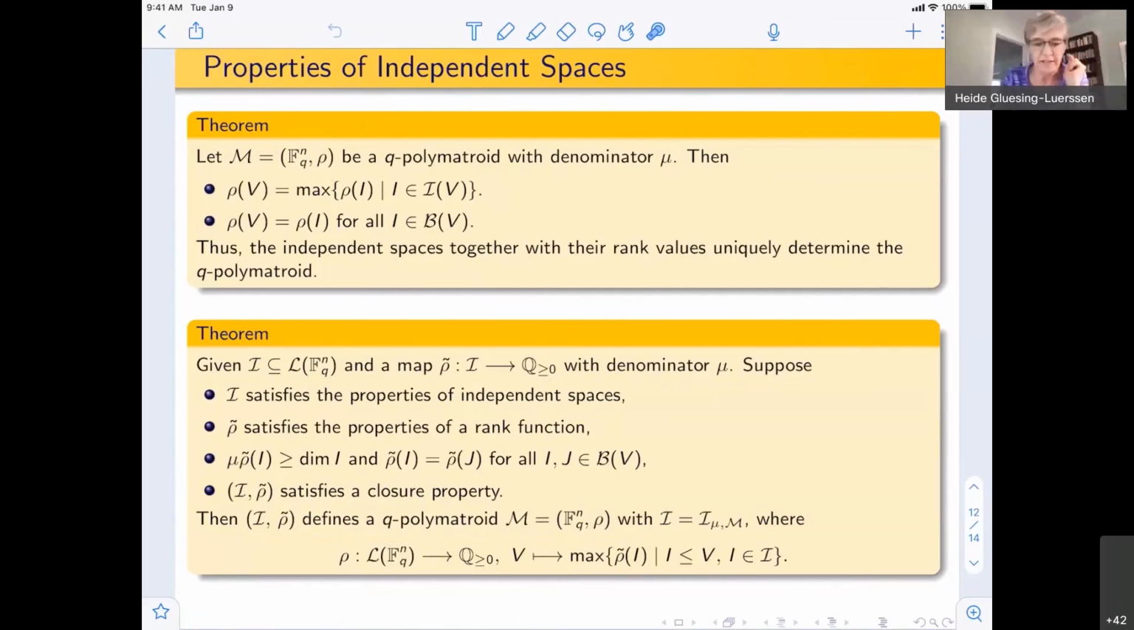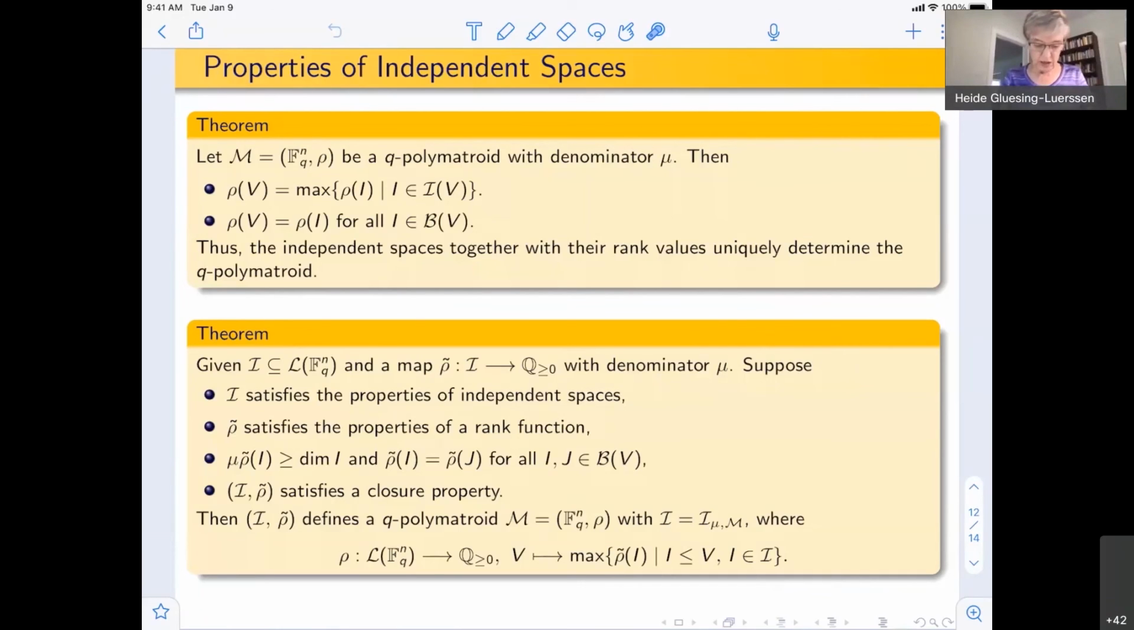But it gets a little bit clumsy, and one has to really put everything in there, otherwise something will break down. In particular, there is a certain closure property that one needs, which I find somewhat disappointing that one even needs, but we have a counterexample to that. So let me summarize. The independent spaces, together with the rank values, uniquely determine the q-polymatroid. This can be turned into an equivalent definition, but that gets very technical to have everything in there.